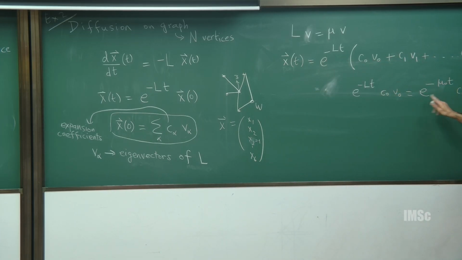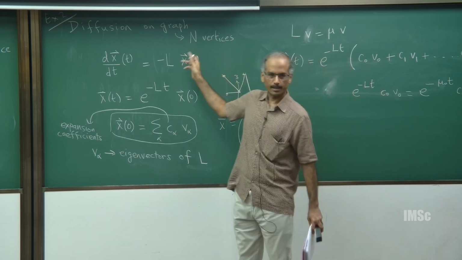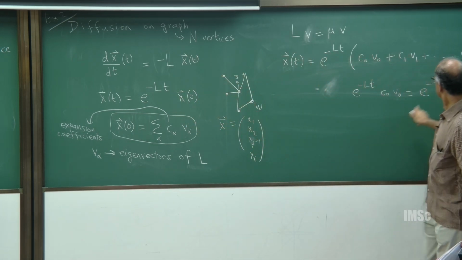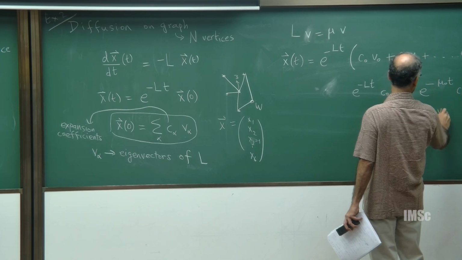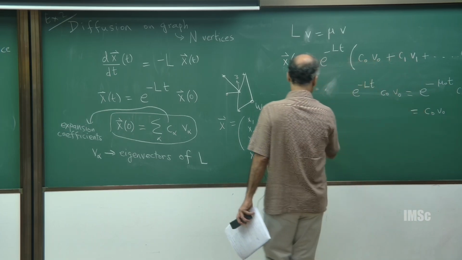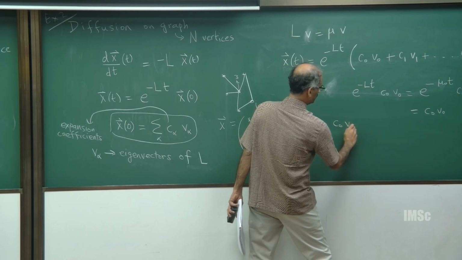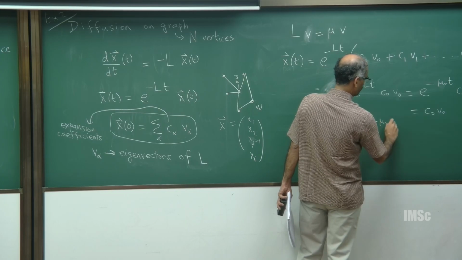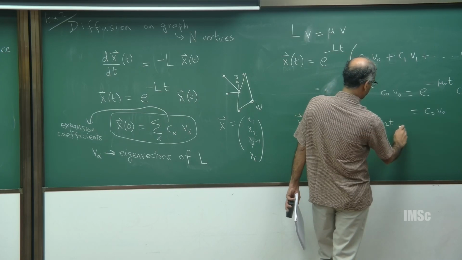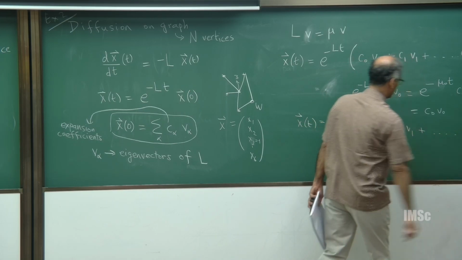But the important point is that now I am operating this only on this term, which will give me this. But the smallest eigenvalue of a Laplacian is 0, as I said, which means that this mu 0 is actually 0, which means this will not exist, which will give me simply C0 V0. So now I can rewrite this as C0 V0 plus e power minus mu 2 times T times C1 V1 plus and so on.